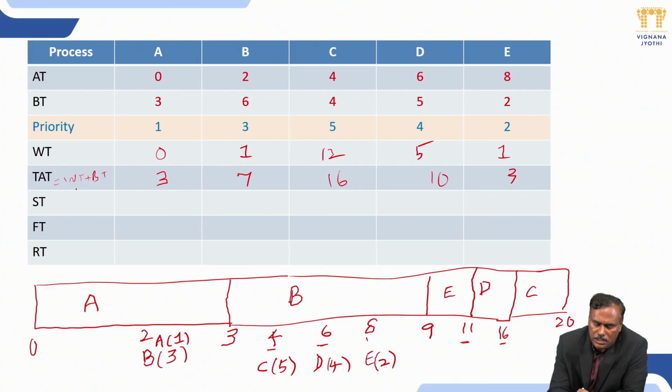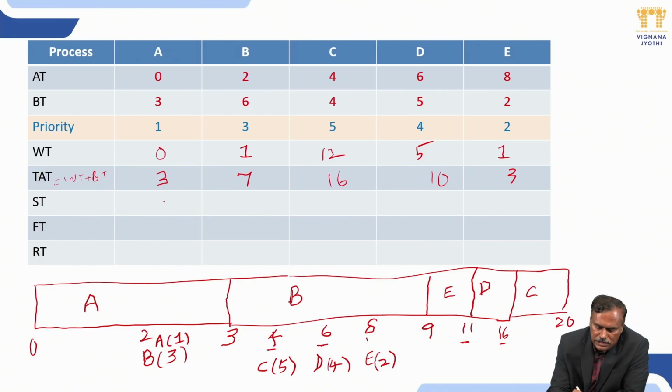Not waiting times, they are the turnaround times of the processes. Turnaround times are 3, 6, 16, 10, 3 respectively of the processes A through E. Next, what is the start time of each process? Being non-preemptive, each process is going to get executed in a single block or interval.